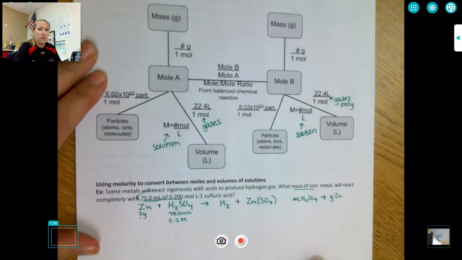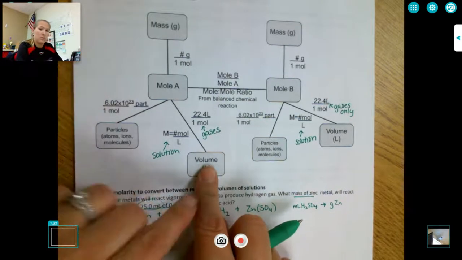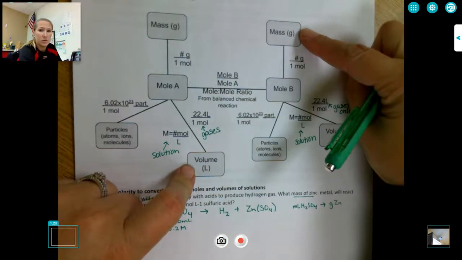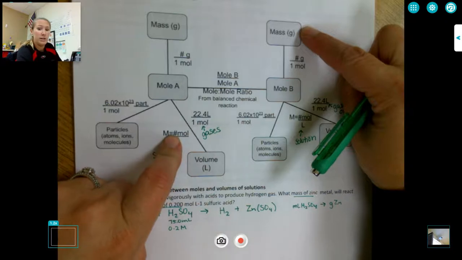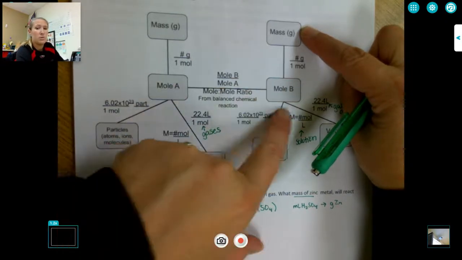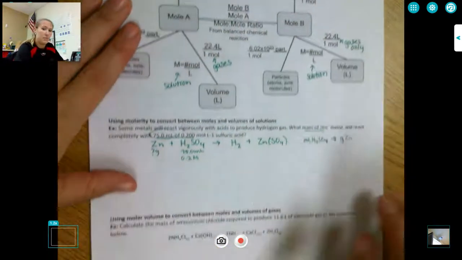Milliliters is a volume, and this is a solution. So I'm starting with the volume of one thing, and I want to get to the mass of the other thing. I'm going to use stoichiometry to get there, because I have two substances, and I know my molarity, so I can get from volume to moles. I have my balanced chemical reaction, so I can go moles to moles, and then I know the molar mass of zinc from the periodic table, so I can go moles to mass.